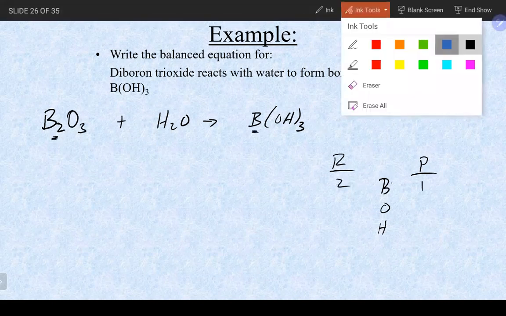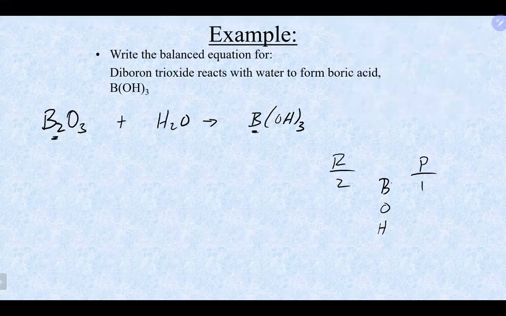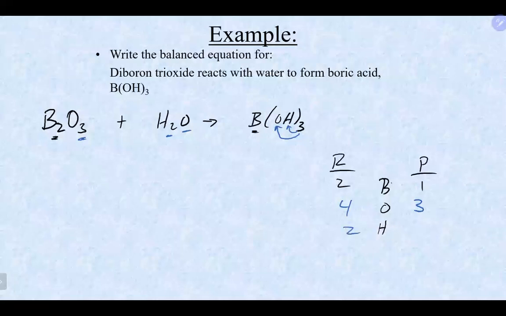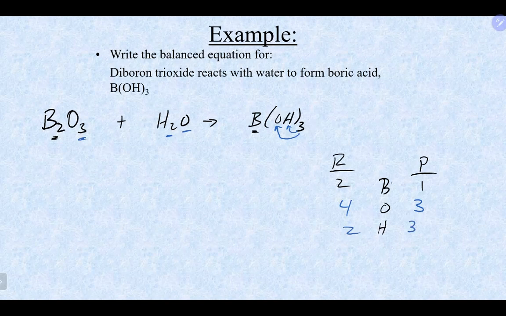Oxygen on the left, there are 3 here plus 1 here, makes 4. Oxygen on the right, we do need to distribute this into both guys that are there. So it does go into both of those, and that would give us 3 for the oxygen there on the right. Hydrogen on the left, we got 2. And once again, distributing that 3 in will give us 3 there on the right-hand side.